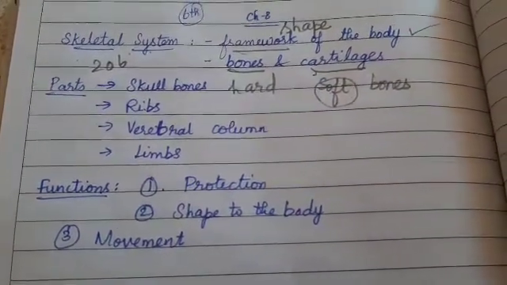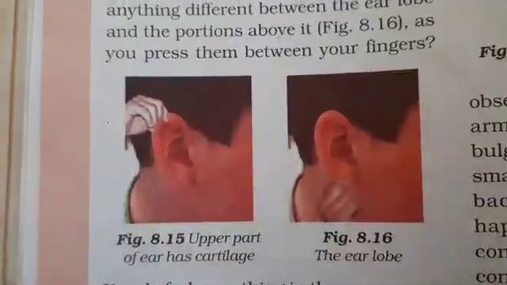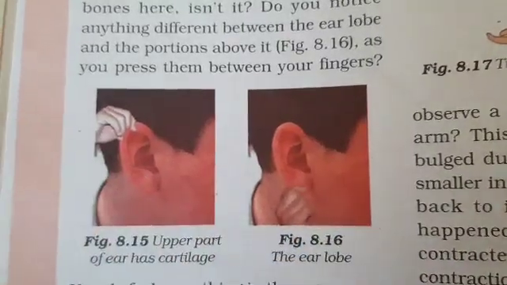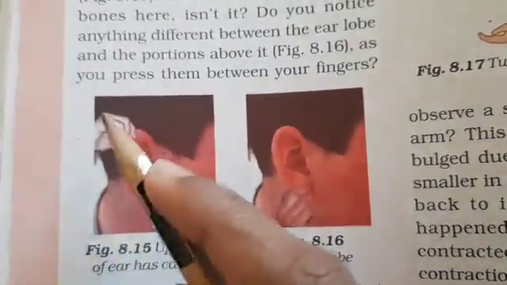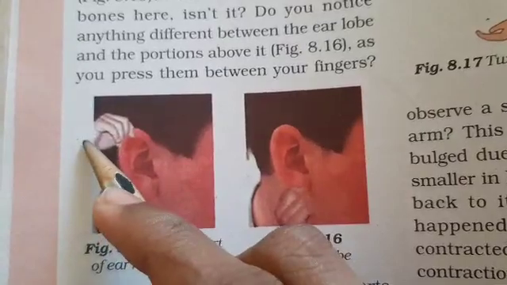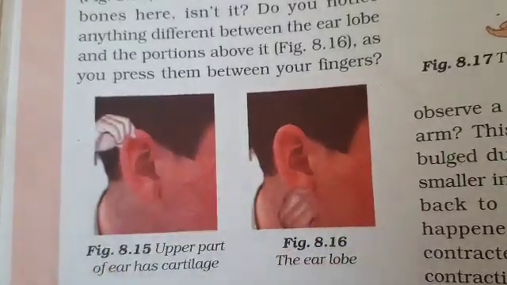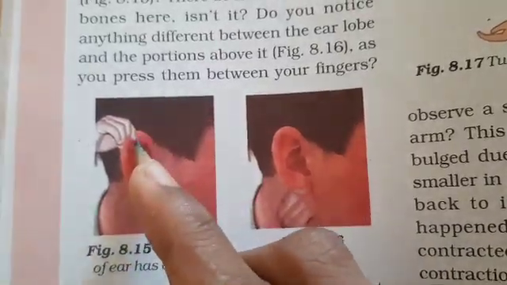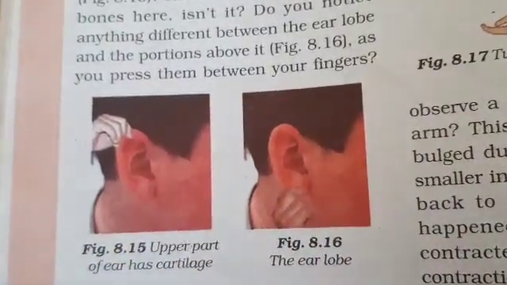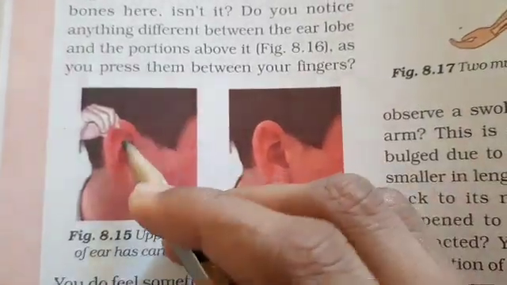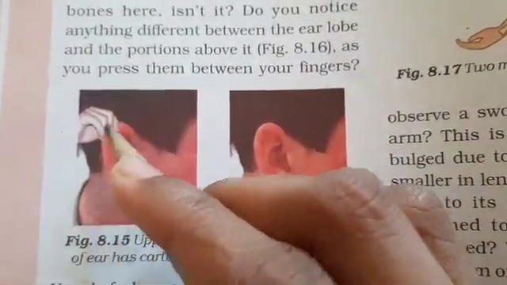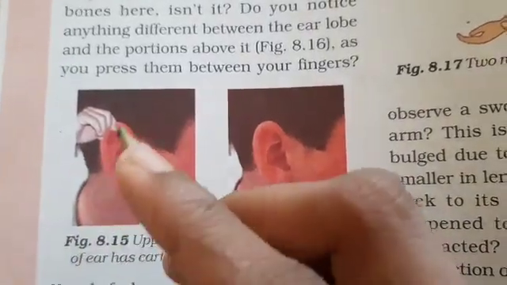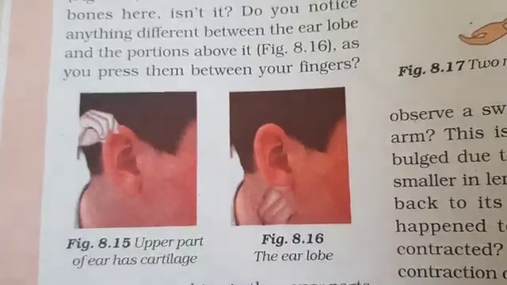So where is it present in the human body? You could see the cartilage in the ear. Okay, so this is the upper part of the ear. Can you see a hand touching the upper part of the ear? Even now you touch your ear at this position, the top of the ear. You would see that there is a bone which is soft but not as hard as the other bones.